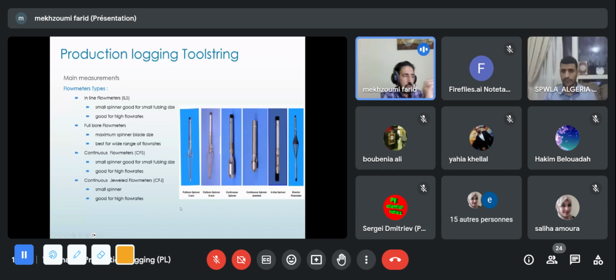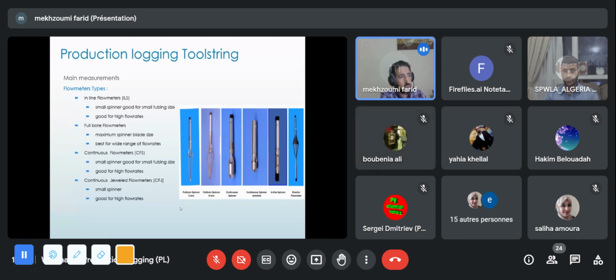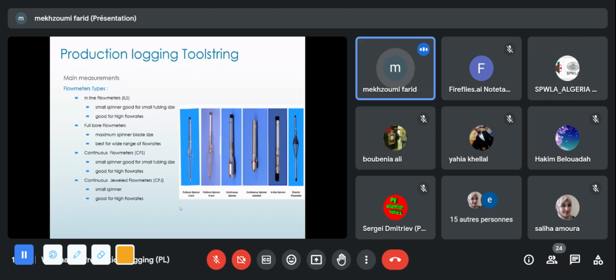So the selection of the spinner type is very important. You need at least to know the maximum flow rate, because any manufacturer of production logging tools gives us a table with limitations. So you know the spinner has this limitation, and for that, you can choose the right one from the beginning. You cannot run, for example, a low flow rate and run this one, because you cannot see anything.